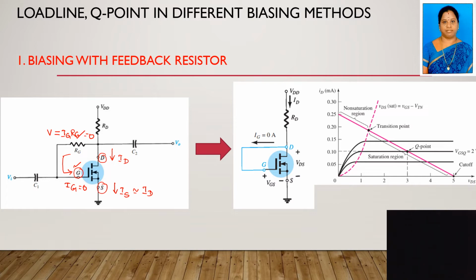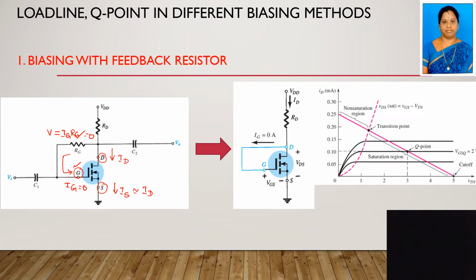First of all, what is biasing? Biasing is the process of giving the DC supply to the transistor in order to operate the MOSFET in the active region, or the saturation region, or the cutoff region. It depends upon your application.